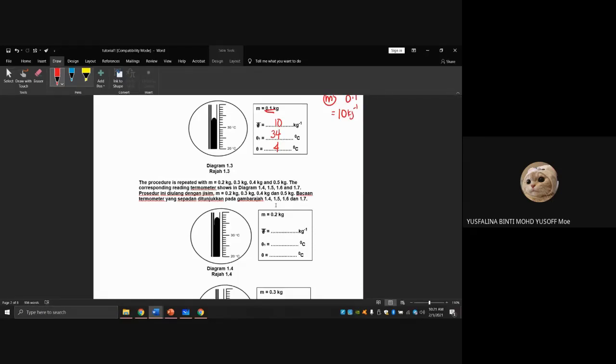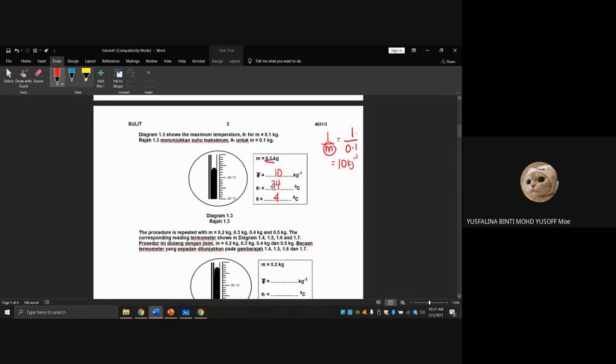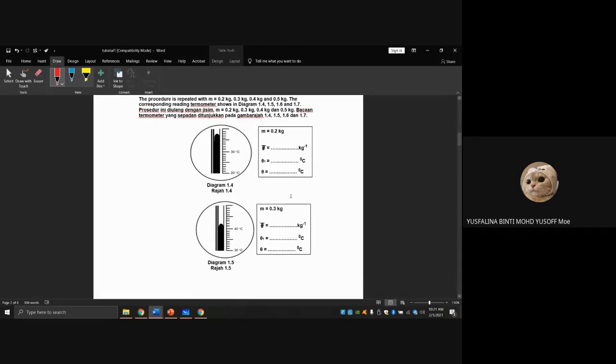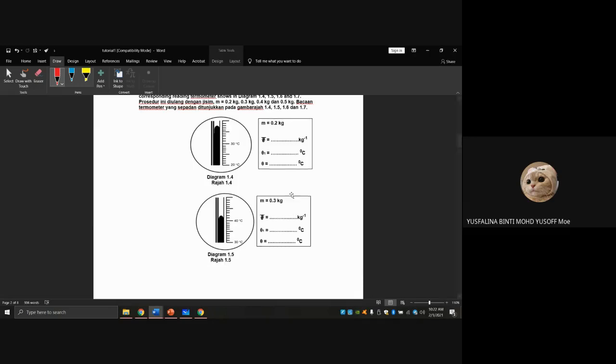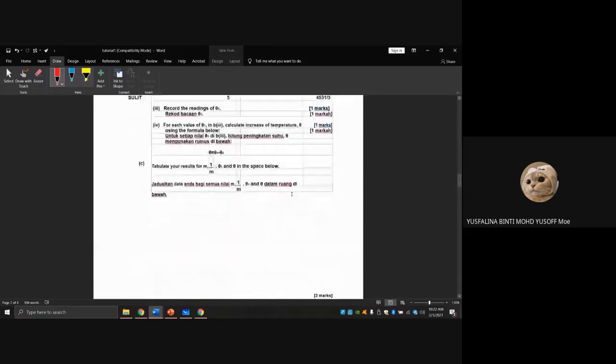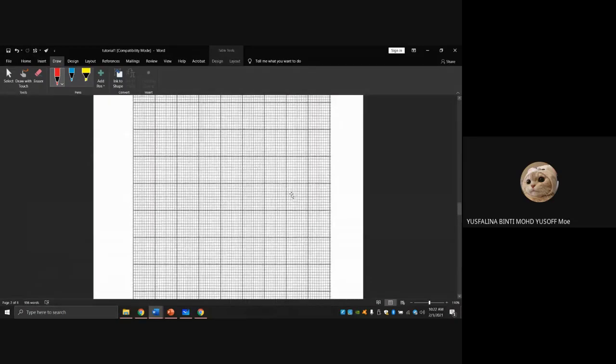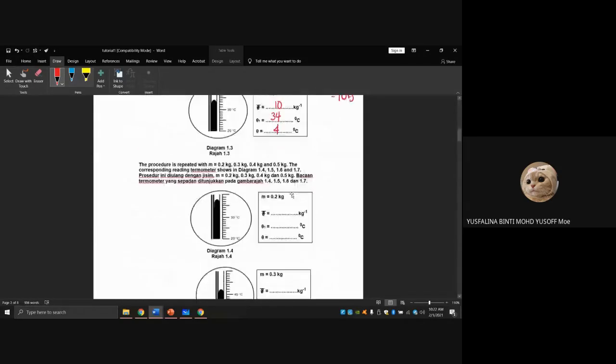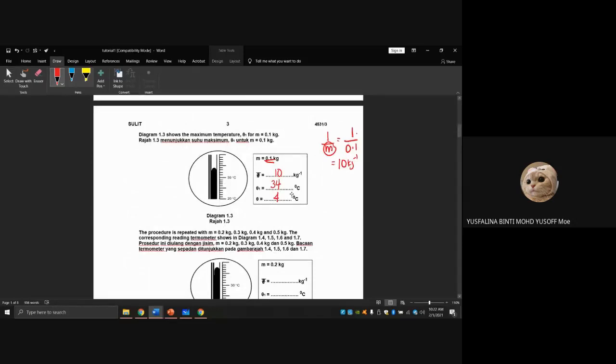But in your SPM, you have to find all the readings on your own, but you still have to draw a graph, you still have to find the relationship of the graph, you still have to find the gradient. It's the same. The only difference is this one is already given the reading, you don't need to do the experiment. But yours, you have to do the experiment, and based on your own reading, you have to draw the graph. Later I will teach you how to draw a graph. So that's why I say you must really understand this paper.